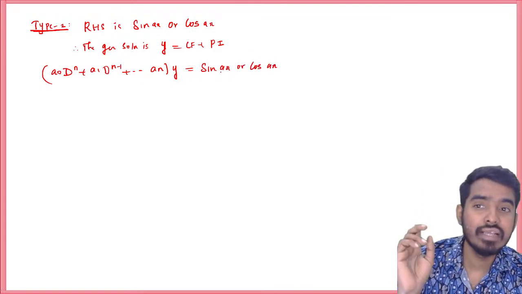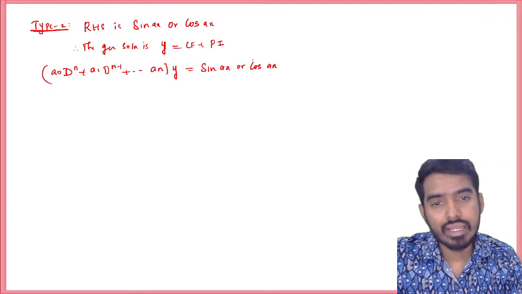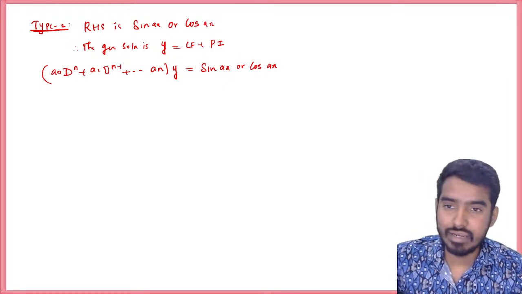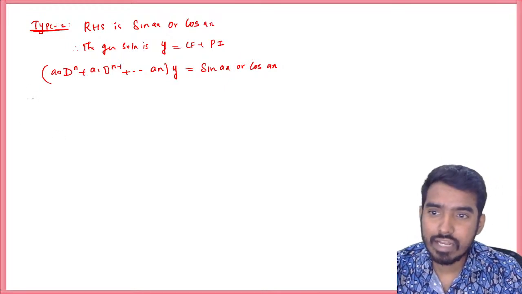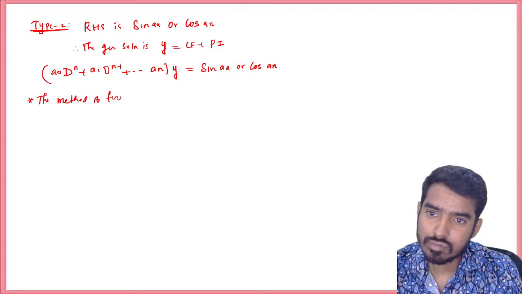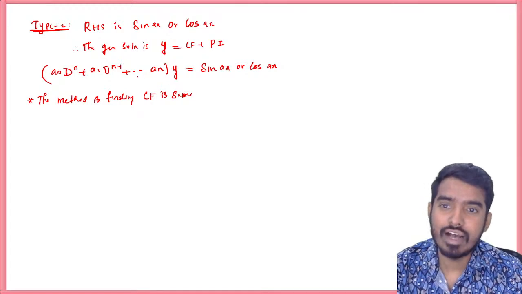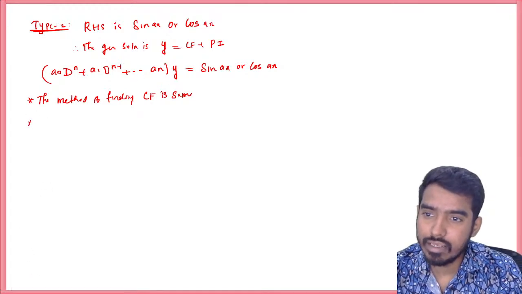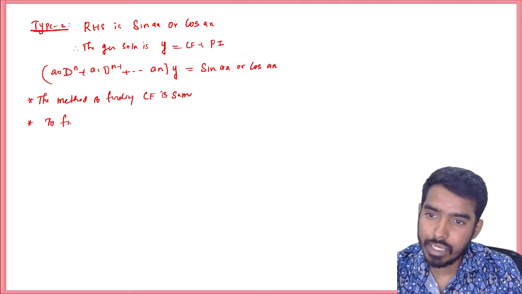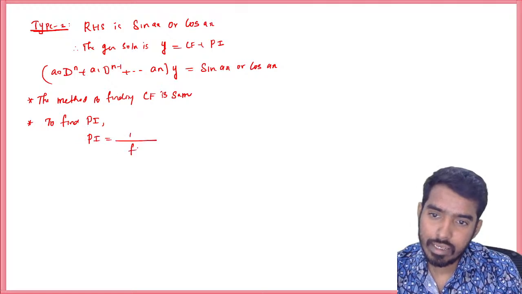Right? In the previous type 1 we have e power ax, right? Remember this a is very important, right? You have to replace D by a, in the previous case, right? Okay. So here the method of finding CF is same, right? That is, you need to find the auxiliary equation, find the roots, and then you find the complementary function. Now to find PI, right? To find PI, what is your PI? It is 1 divided by f of D into sin ax or cos ax, right?